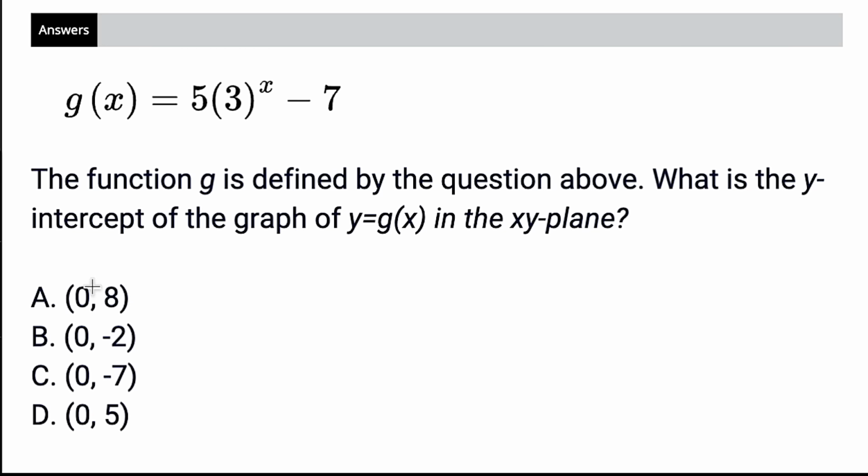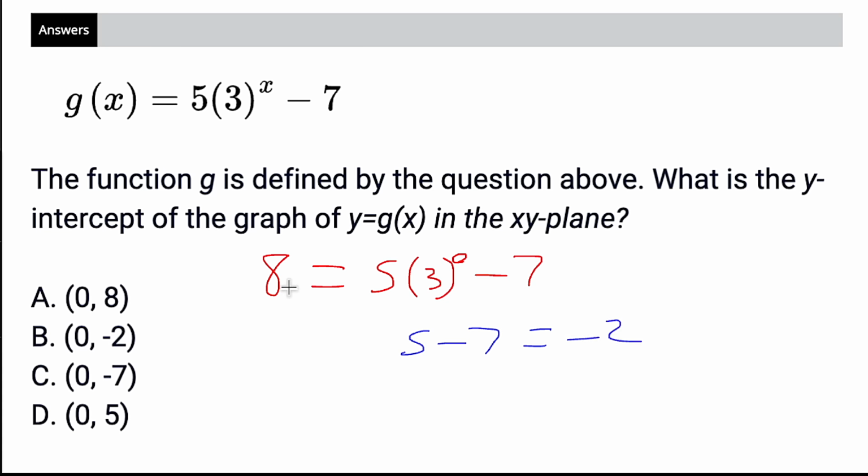So I'm going to plug in for choice A, 0 for x and 8 for y. We get 8 equals 5 times 3 to the 0th power minus 7. Anything to the 0th power is 1. So 5 times 1 is 5. 5 minus 7 equals negative 2, which does not equal 8.